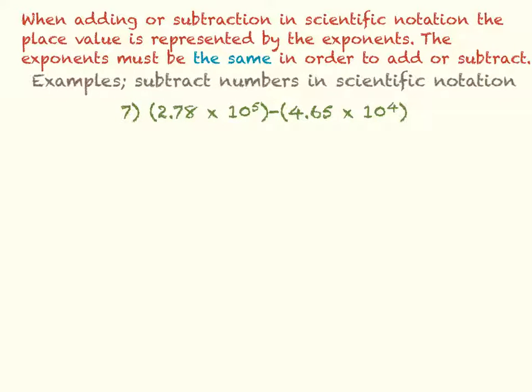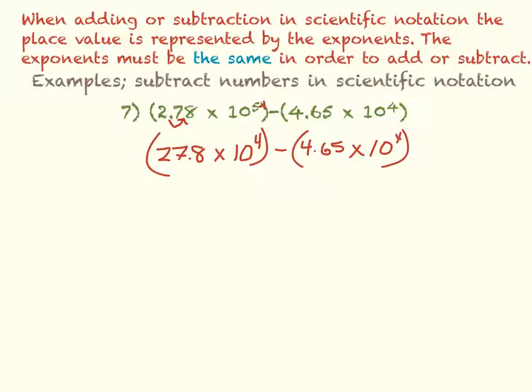When we are subtracting, we do the same thing as we do with adding. Okay, so we have to make sure that our exponents are the same, and this one's got a 5, this one's a 4, so they're not the same. So we need to change our 2.78 times 10 to the 5th power to make it a 4th power. So I'm going to move it one spot to the right, and then I subtract 1 from my exponent. So that's going to give me 27.8 times 10 to the 4th power minus 4.65 times 10 to the 4th power.